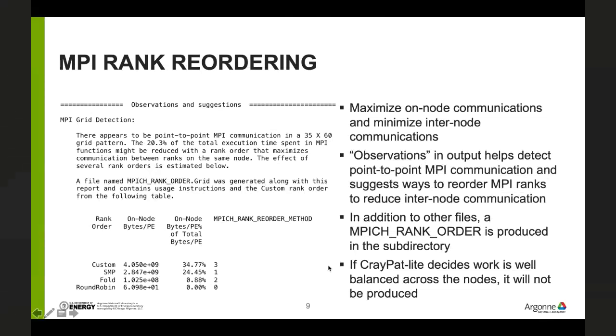In this case, CRAYPAT-LITE automatically generates an MPICH rank order file that can be used for your next execution. If you use this file for your MPI rank order, you can get higher performance than before. And CRAYPAT-LITE decides whether the work is well balanced or not. If your work is well balanced, it doesn't generate this information.